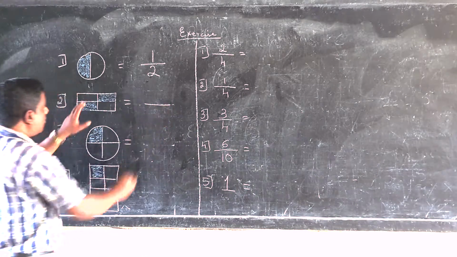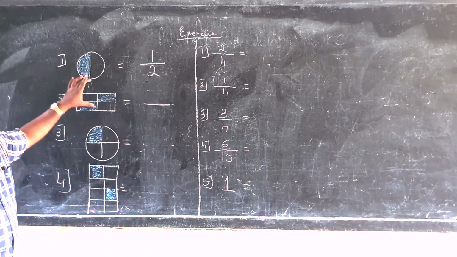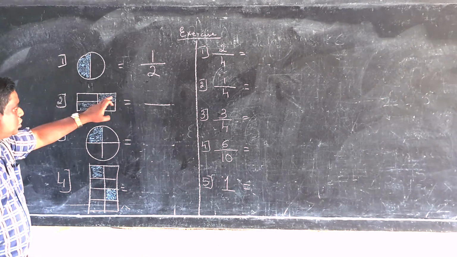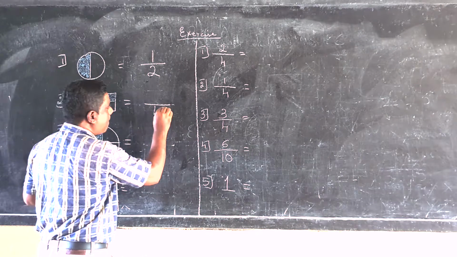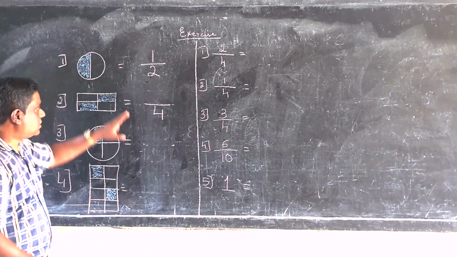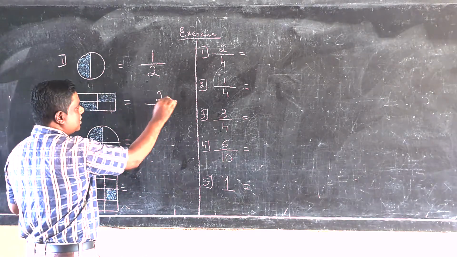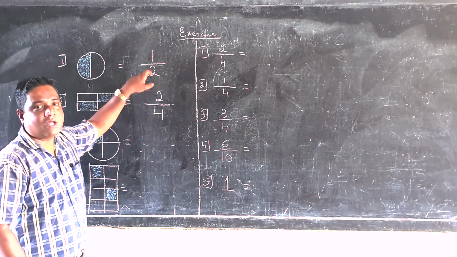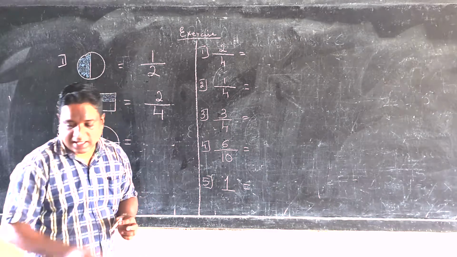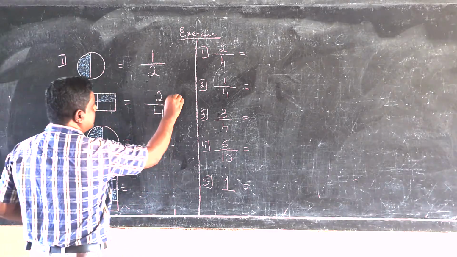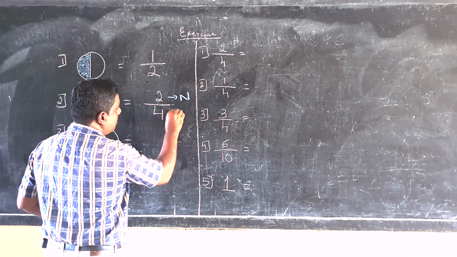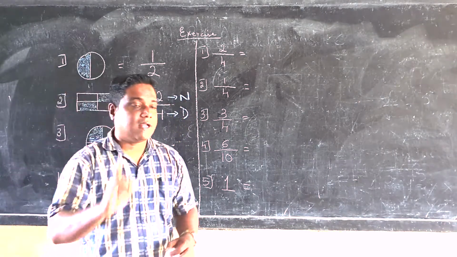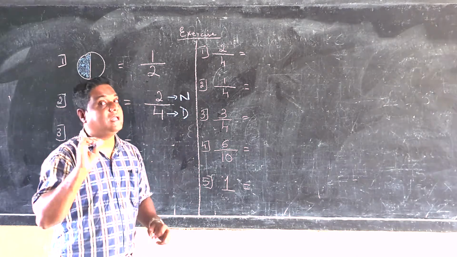Same way for the second one. How many parts does this rectangle box have? Count them. 1, 2, 3, 4. We have 4 parts. How many parts are utilized? 1, 2. So 2 parts are utilized. So 2 upon 4. This 2 upon 4 or 1 upon 2 is called a fraction, wherein the top number represents n, the bottom number represents d. So n represents numerator and d represents denominator.